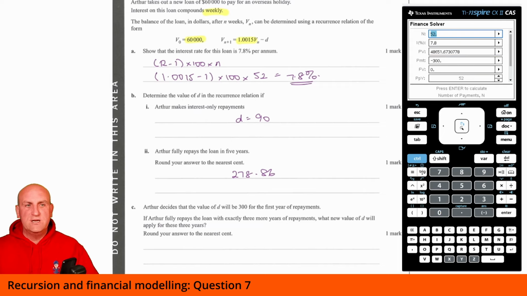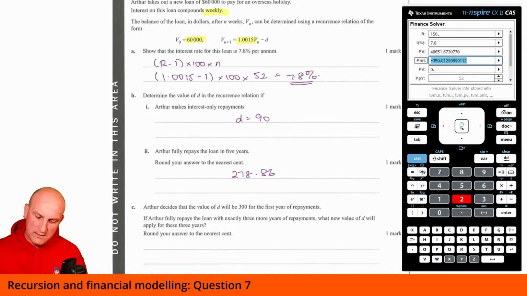But I've got to make sure that I change my end because it's 3 years and 52 payments because he's doing it weekly. So he's making weekly payments. What am I trying to do here? Find the value of the payment, D. There we go. Round your answer to the nearest cent.